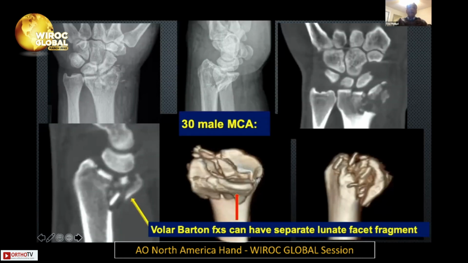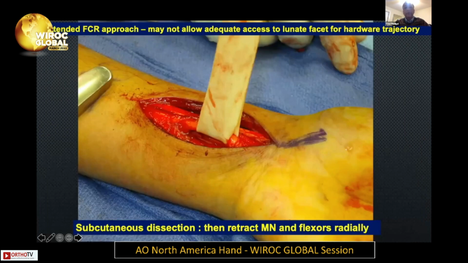So here we are, a 30-year-old male who came off a motorcycle at very high speed, and as you can see, he's got a volar marginal shearing fracture, if you want to call it a Barton's. And as you can see from the CT scans, the red arrow and the yellow arrow are pointing to the lunate facet, and you can clearly see that this is multi-fragmentary. So the teaching I do with my residents is a volar Barton fracture, unless proven otherwise, will always have a separate lunate facet fragment, which you have to be on the lookout for.